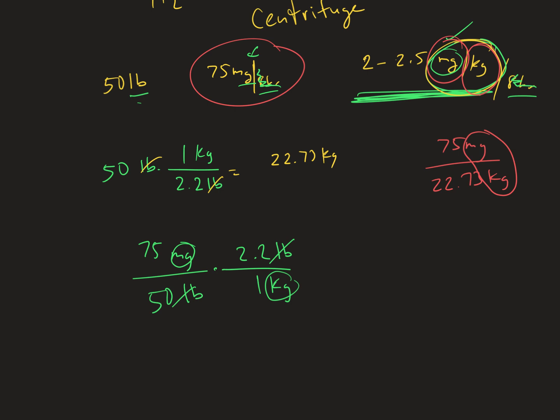Yeah, I started with something different than I started this time. But either way, follow the problem-solving strategy. Know what we're looking for with units. Know what our units are. In this case, we're looking for milligrams per kilogram, so make sure we end up with that. Okay, is this my answer? What's 75 divided by 22.73? 4 point something?